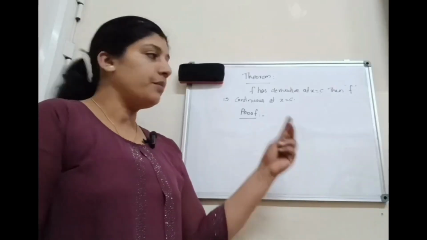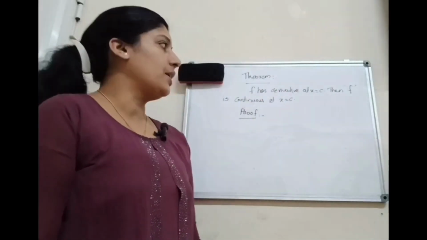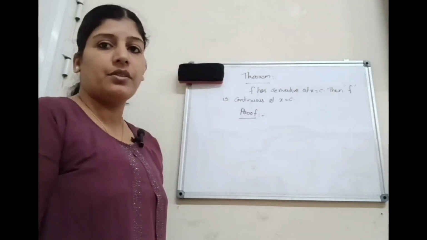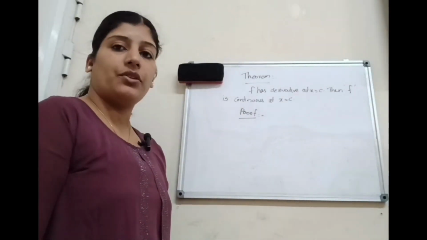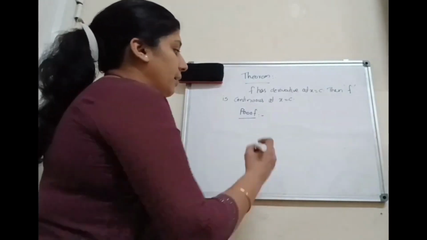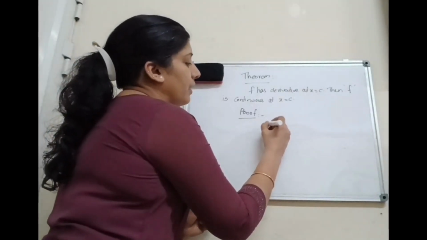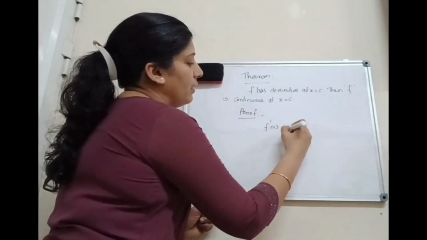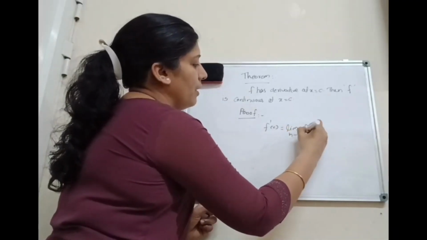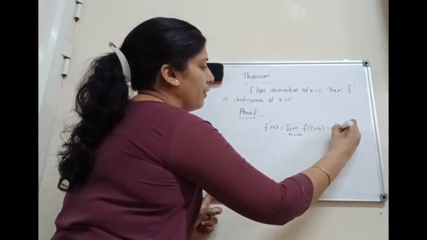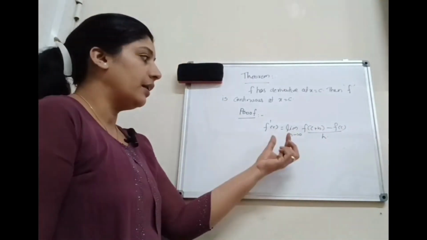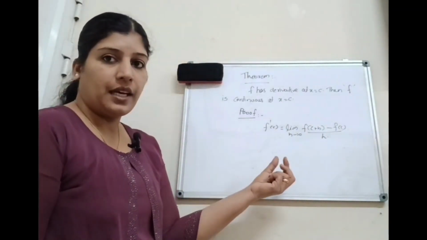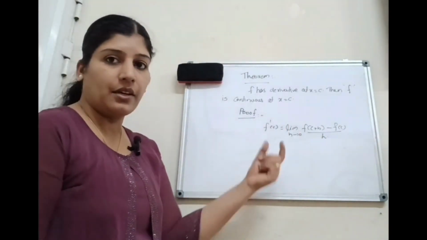Next, consider the theorem: if f has a derivative at x equal to c, then f is continuous at x equal to c. How can we prove this theorem? First, the given condition is that f has a derivative at x equal to c. Therefore, we can define f dash of c, which is equal to limit h tends to 0, f of c plus h minus f of c divided by h, by the definition of differentiability. That is, f dash of c exists at x equal to c. It is a given condition.